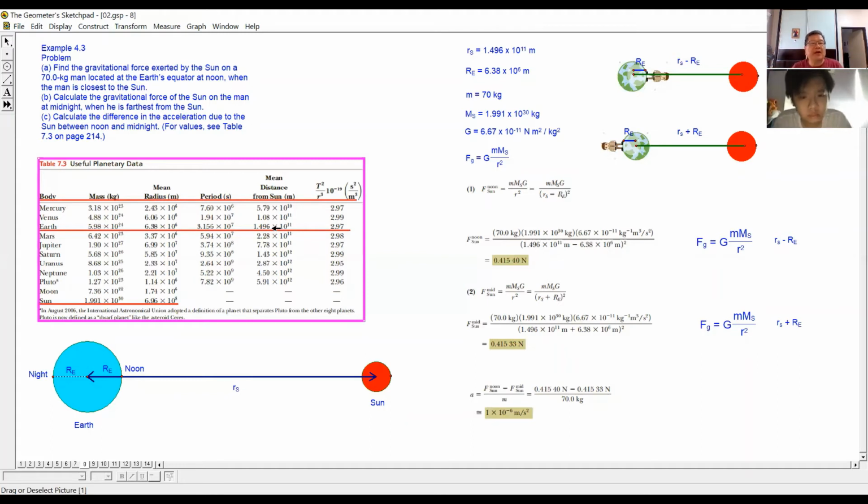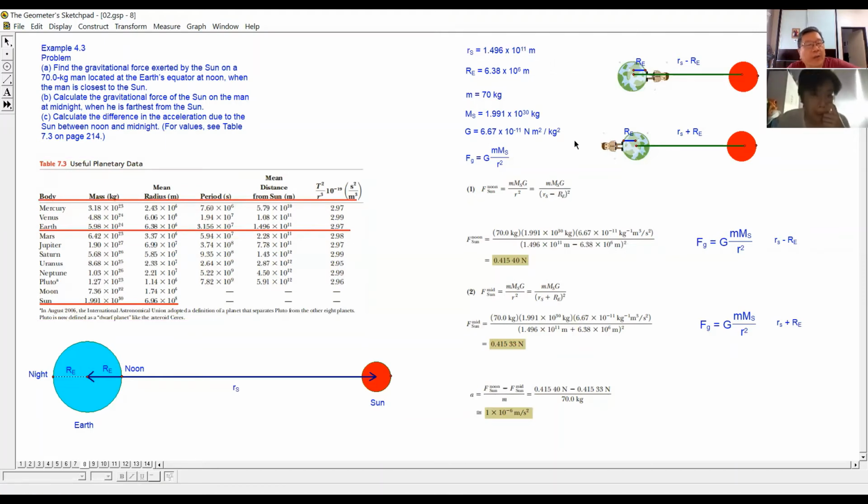Right? So I copy down the value up here. The numbers in the table are very close together, right? So it's better for me to copy the number here. The distance between the sun and the earth, 1.496. So it means that over here, Rs is 1.496 times 10 to the power 11. Okay, so this is the first number I copy down.